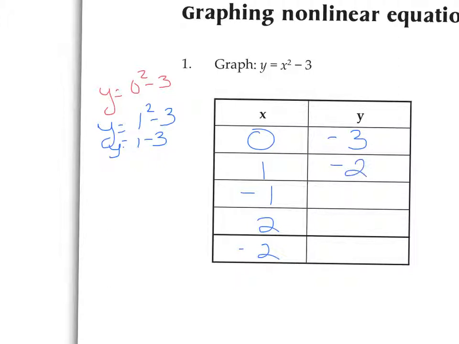I'm trying to conserve space, so I'm not putting all of the work here because I want to be able to do all of these here. You can, wherever you have space. So I'm going to substitute in a negative 1 for x. Being careful, of course, with that exponent. The negative 1 is the x, it's in parentheses, the exponent is on the outside. So negative 1 squared, negative 1 times negative 1 is positive 1. Positive 1 minus 3 still makes negative 2.